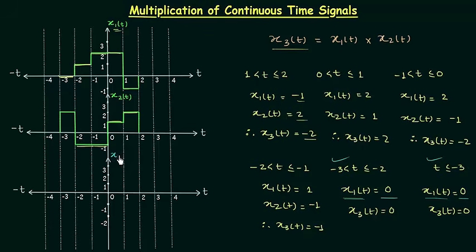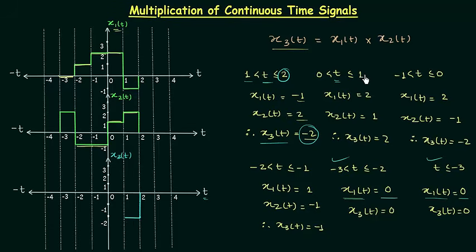We will plot the resultant signal x3(t) when time t is equal to 2. The resultant signal is equal to -2. When time t is equal to 2, the resultant signal is equal to -2, and also when time t is greater than 1 but less than or equal to 2, the resultant signal is equal to -2. So we have a plot like this.